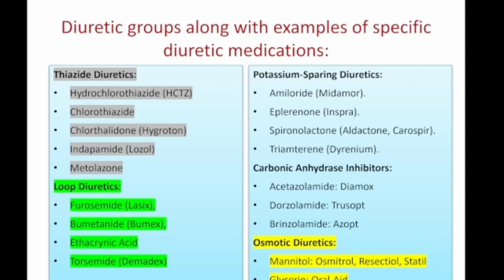Okay, we're done with the loop diuretics. We discussed the site of action, the mechanism of action, and the clinical uses and adverse effects, or ADRs. We discussed allergy to sulfa, for example. And then we had a case study for a patient. Again, to remind you, the group of loop diuretics includes furosemide, bumetanide, ethacrynic acid, and torsemide.